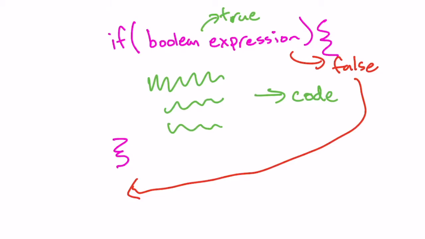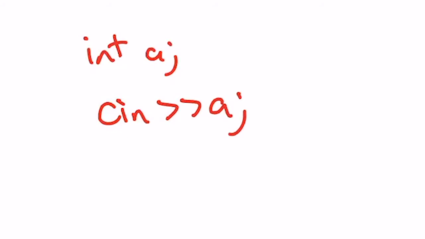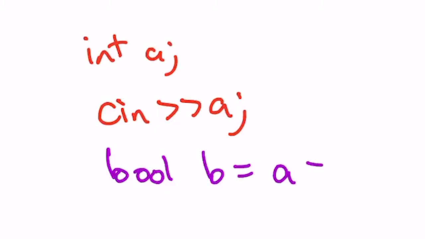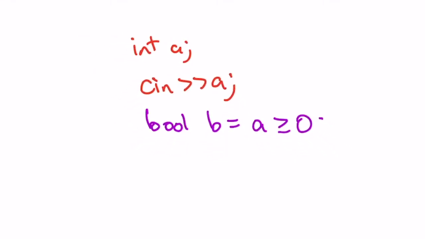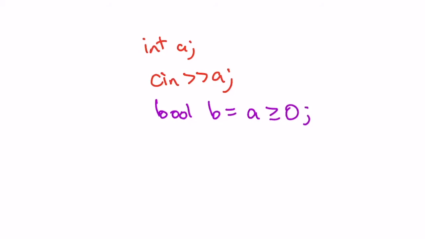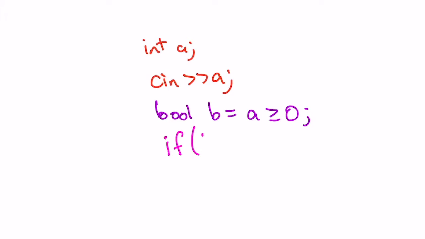So let's give an example of this. Let's take a similar example to the one we had before. We have our integer a, and we cin a, and we have our Boolean b is equal to a greater than or equal to 0. This time we used a greater than symbol just to demonstrate the different types. And let's try using an if statement this time. So if b is equal equal true.